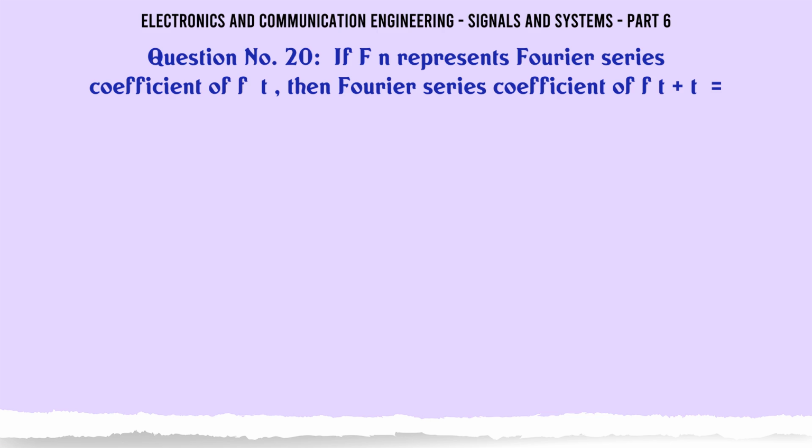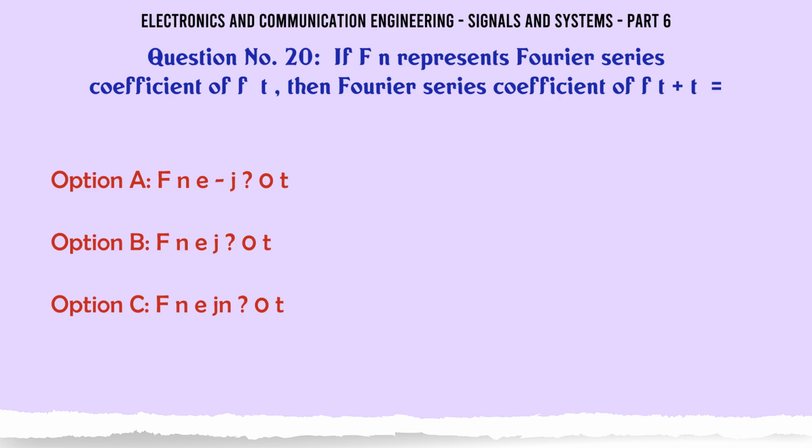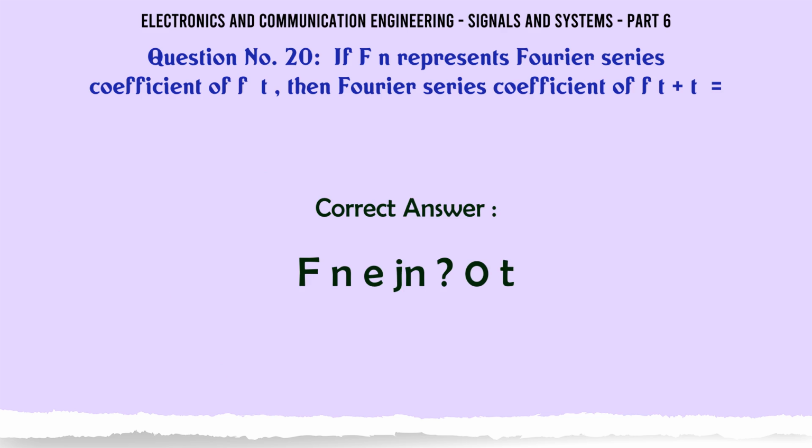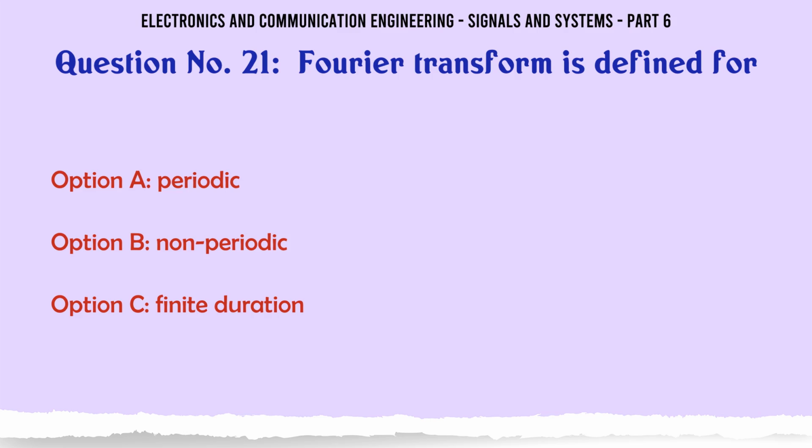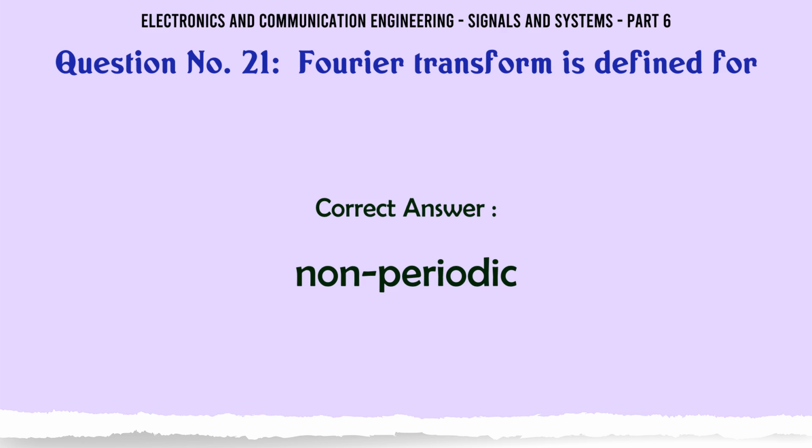If Fn represents the Fourier series coefficient of f(t), then the Fourier series coefficient of f(t−t0) is: A. Fn e^(jω0t0), B. Fn e^(−jω0t0), C. Fn e^(jnω0t0), D. Fn e^(−jnω0t0). The correct answer is Fn e^(−jnω0t0). Fourier transform is defined for: A. periodic, B. non-periodic, C. finite duration, D. all. The correct answer is non-periodic.